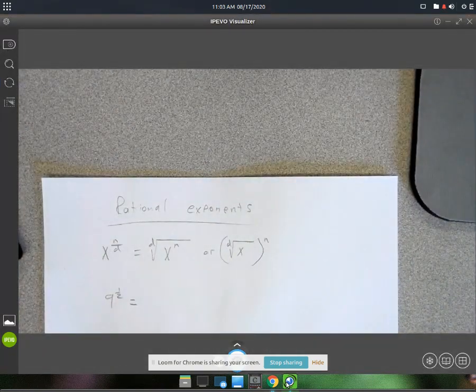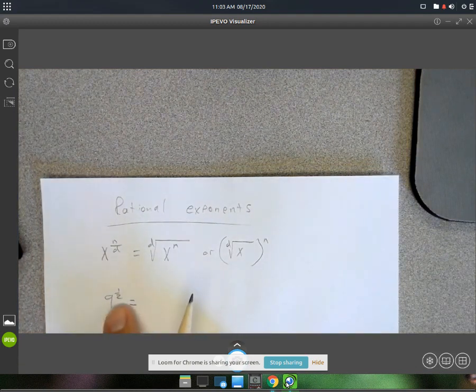All right, so in this section, we're going to be looking at rational exponents. This just means that the exponent itself isn't a whole number. It's going to be some sort of a fraction or a decimal, and we're going to use this rule up here in order to simplify it.